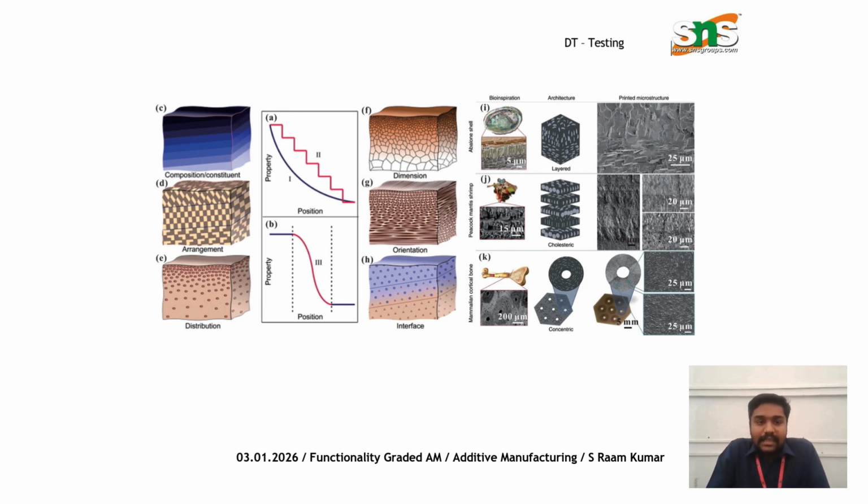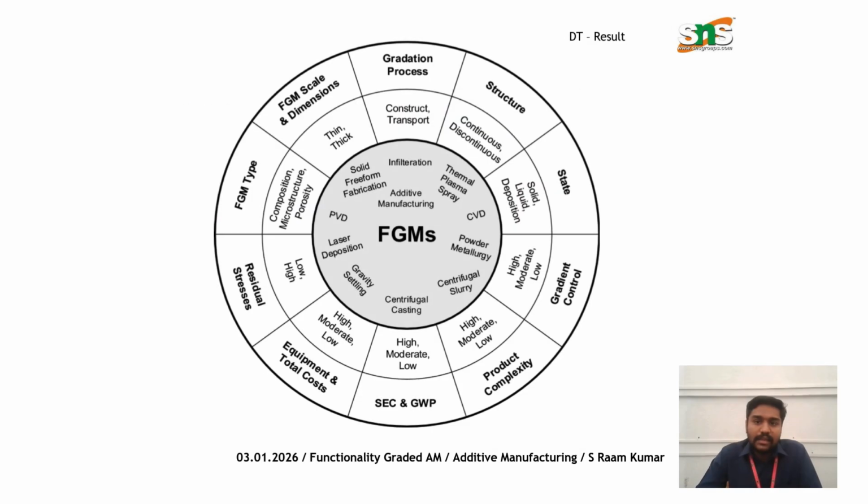And this is the structure of how the functionally graded material can enhance the property by different processes such as composition, arrangement, distribution, interface, dimension, orientation. These are the factors to be considered while we are mixing any two to three components in different modified structures. Last will be the gradient process with the application. So FGM type will be based on composition, microstructure, and porosity. Based on these three characteristics, the FGM product is carried out.